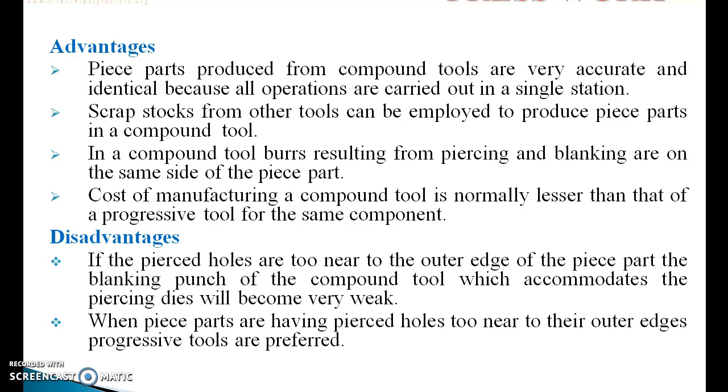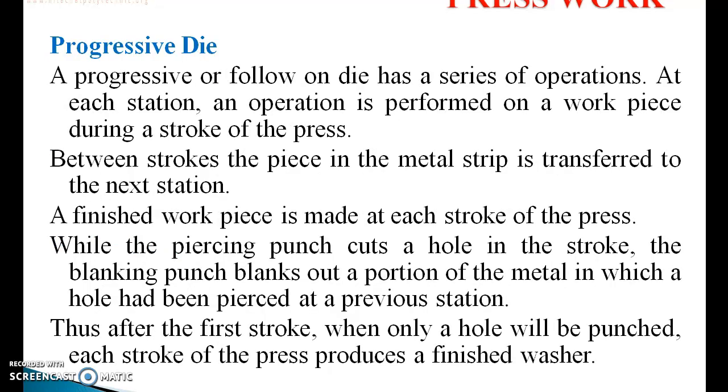Let us discuss the last die which belongs to your course, and the name of this die is the progressive die. A progressive die, or in some books it is written as follow-on die, has a series of stations. At each station, an operation is performed on a workpiece during a stroke of the press. Between strokes, the piece in the metal strip is transferred to the next station. A finished workpiece is made at each stroke of the press.